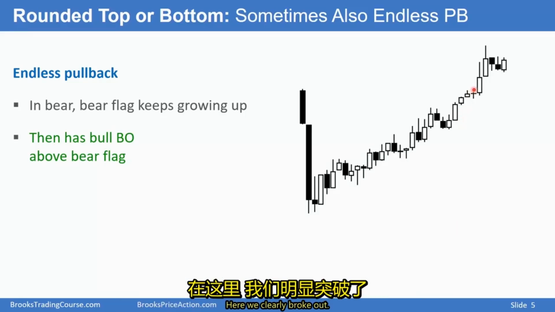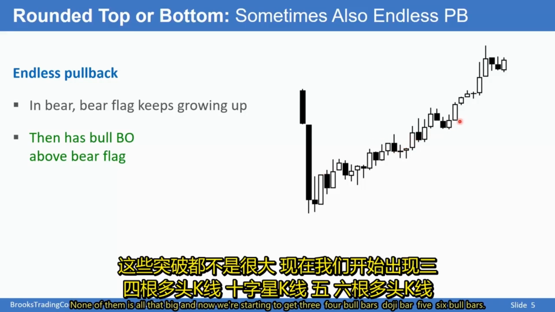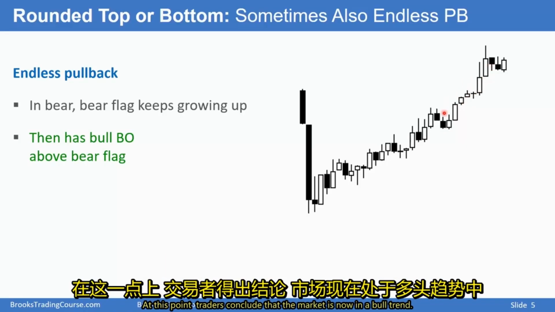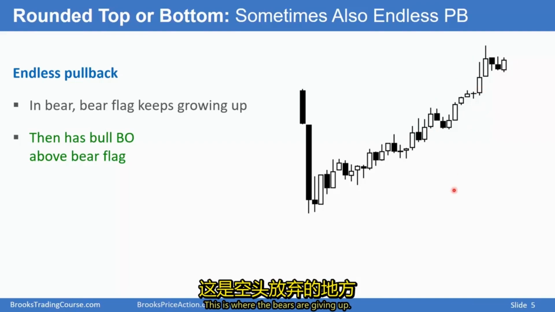Here, we clearly broke out. We have a breakout here, we have a breakout here, a breakout here. None of them is all that big, and now we're starting to get 3, 4 bull bars, doji bar, 5, 6 bull bars. At this point, traders conclude that the market is now in a bull trend. It was obviously in a bull trend since the low, but this is where there's consensus. This is where the bears are giving up.